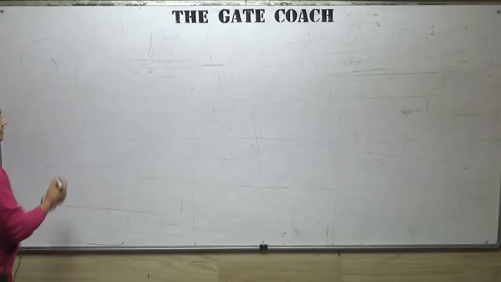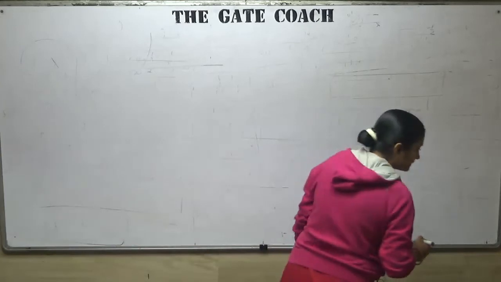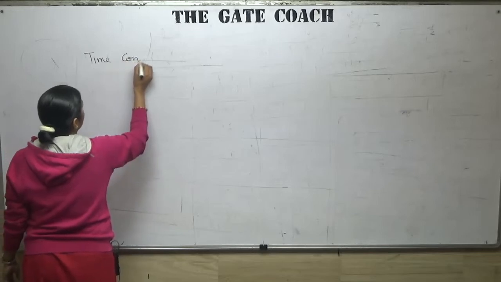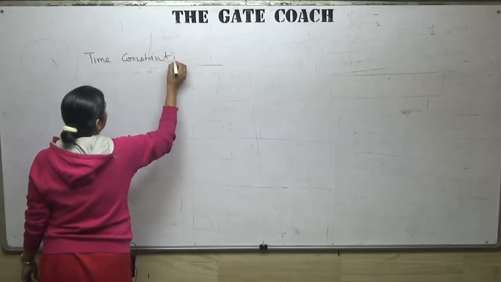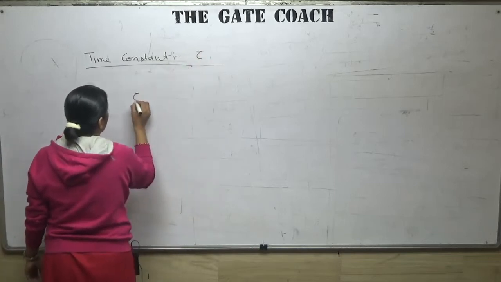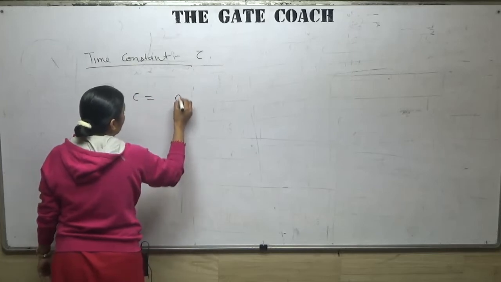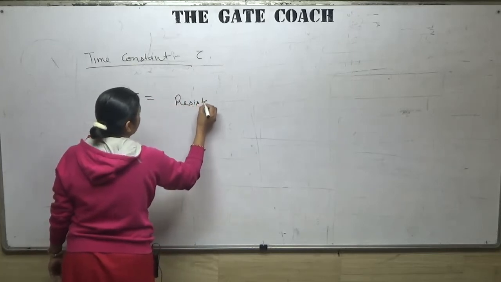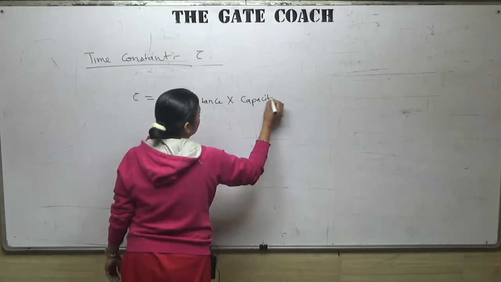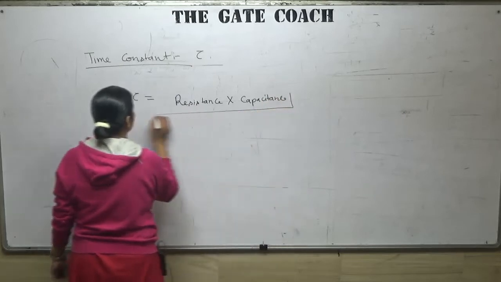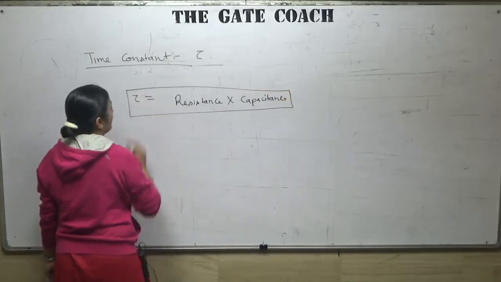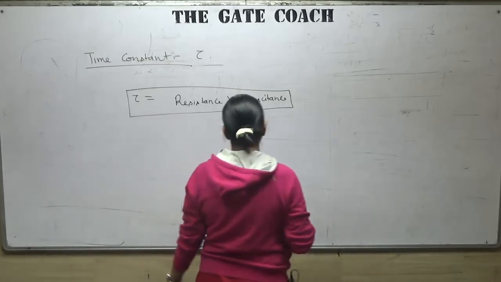Next is the time constant. Time constant is represented by tau, and it is defined as the product of resistance into the capacitance. Resistance into the capacitance, that is the time constant.